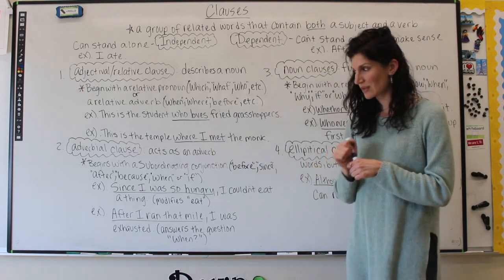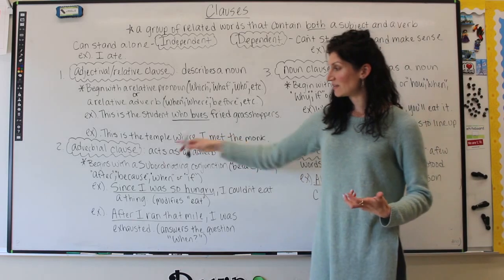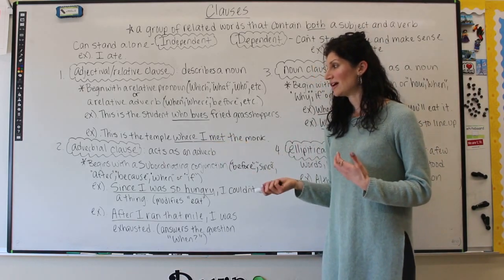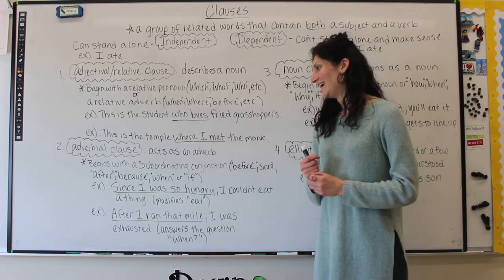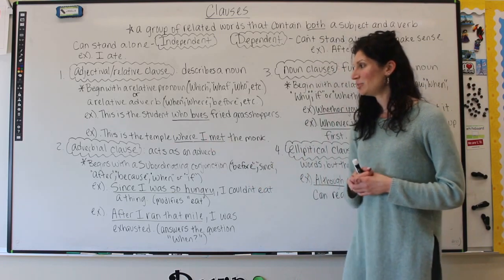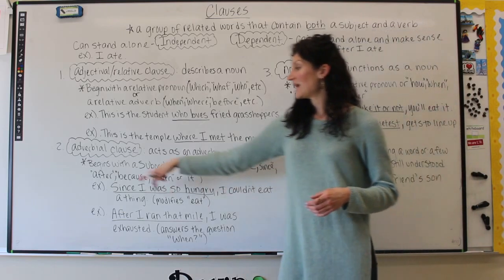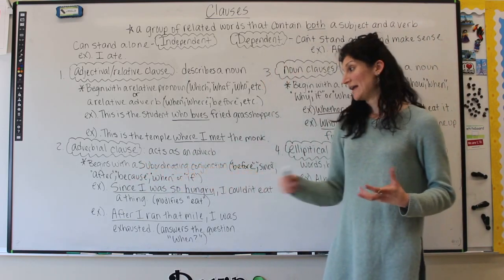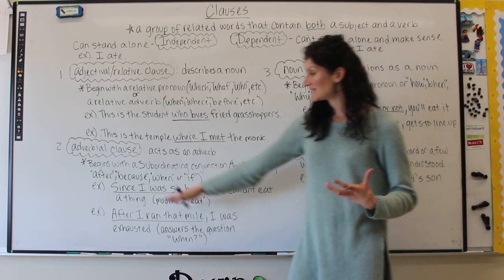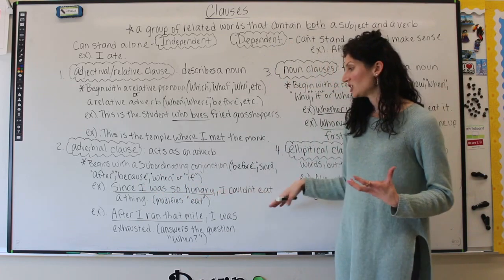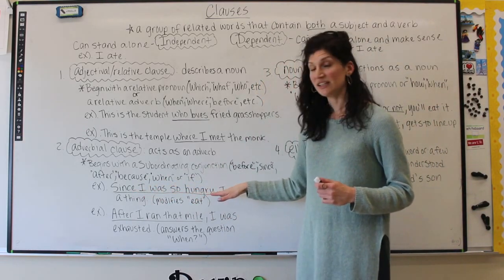Okay. Now, the next type of clause we're going to talk about is an adverbial clause. And the adverbial clause acts as, I'm sure you can tell from the name of it, as an adverb. An adverbial clause begins with a subordinating conjunction like before, since, after, because, when, or if. And some examples that I have here are the following. Since I was so hungry, I couldn't eat a thing. Since I was so hungry is our clause.